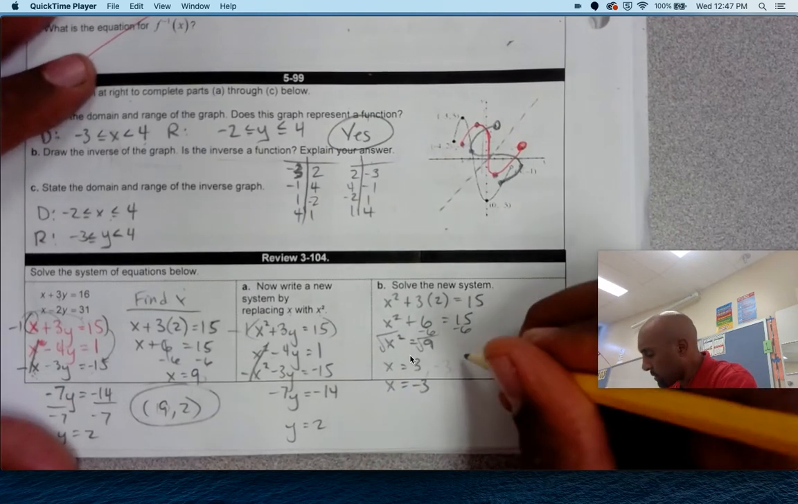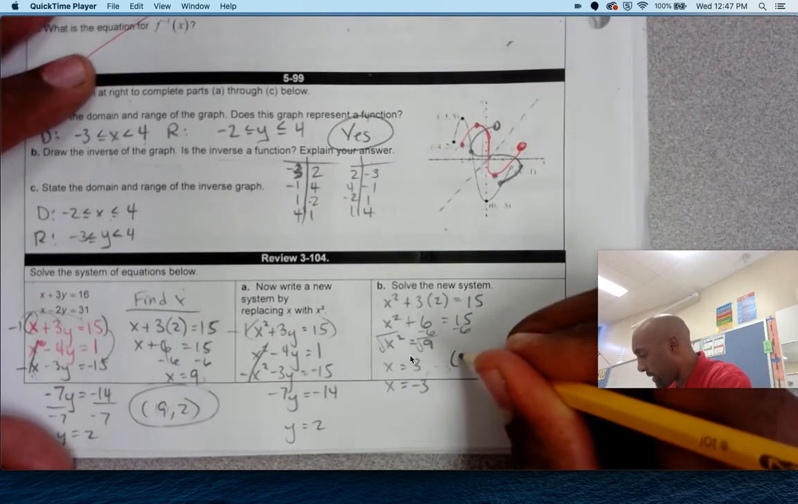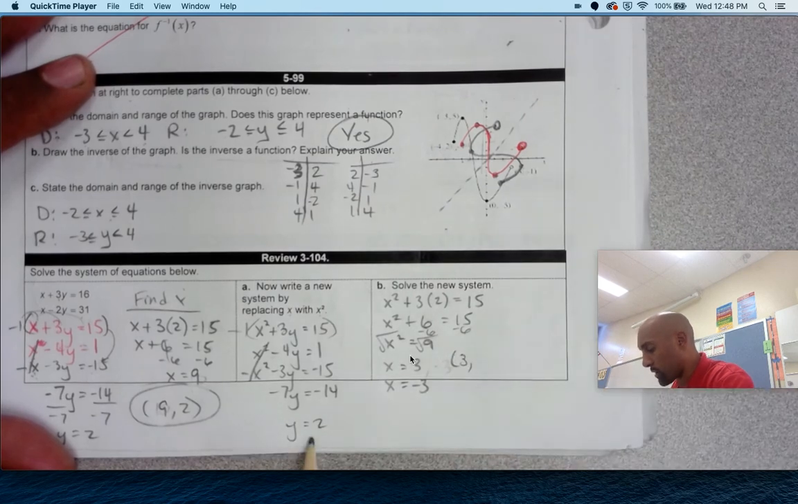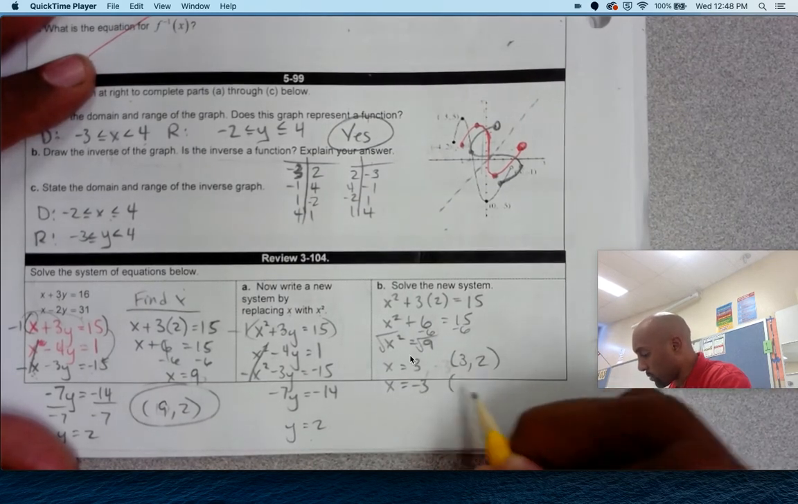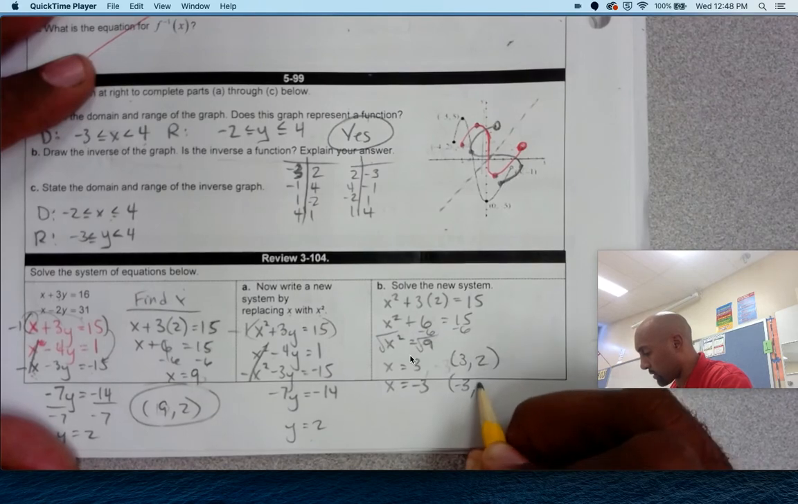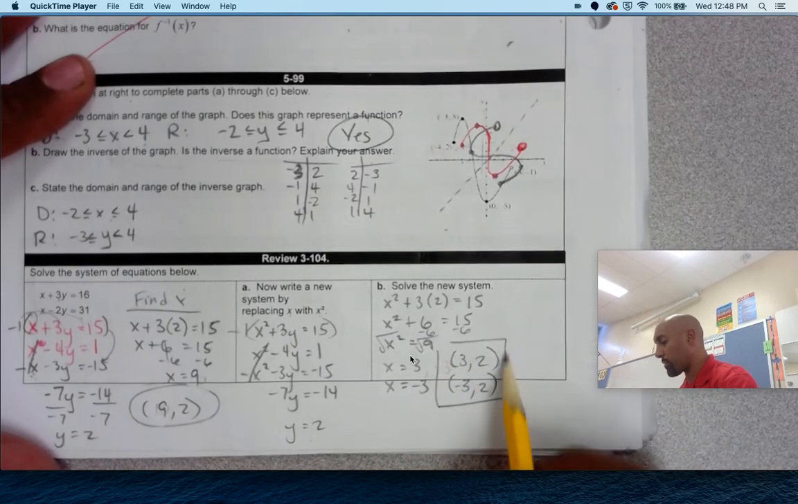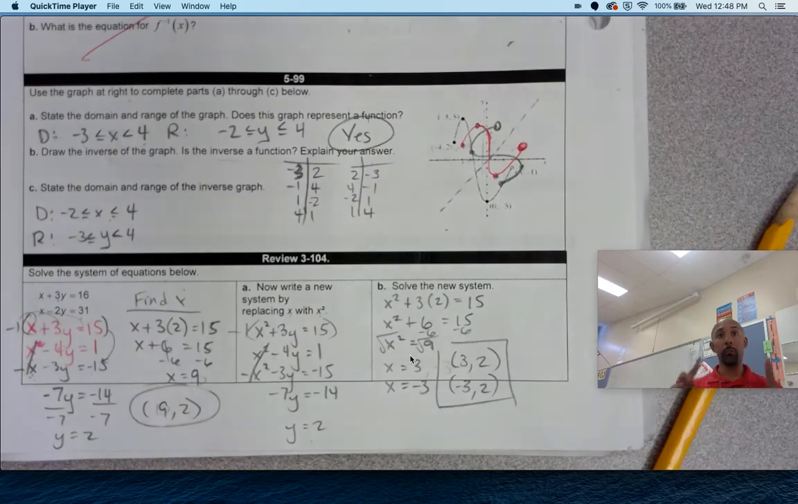Now, what that means is that when x is 3, the y is 2. But also, when x is -3, it's also 2. So you have 2 solutions to the system. And let me show you why.